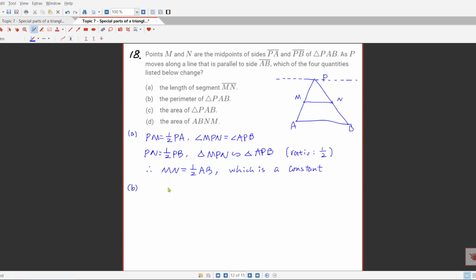And second question, as P moves, the perimeter of triangle ABP changes. For example, as P moves very far away from A and B, then the perimeter increases indefinitely, right? So this will change.